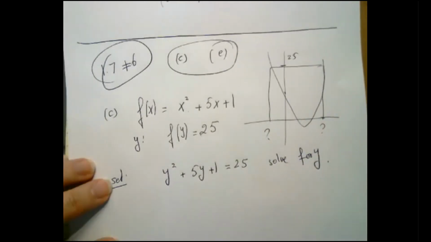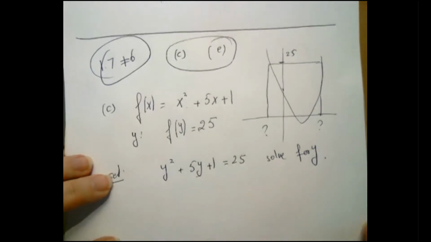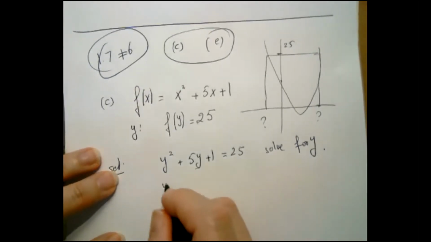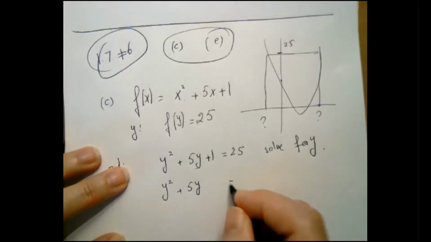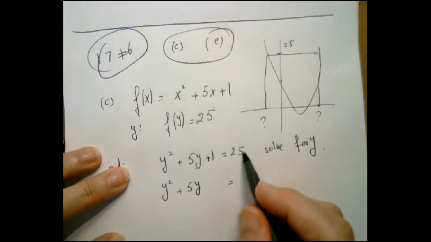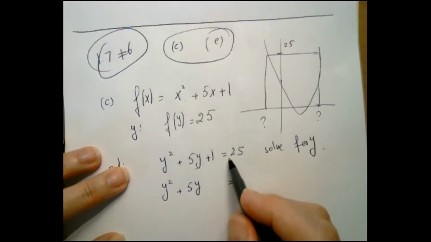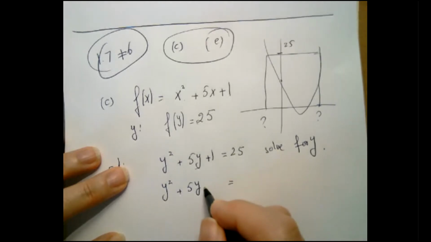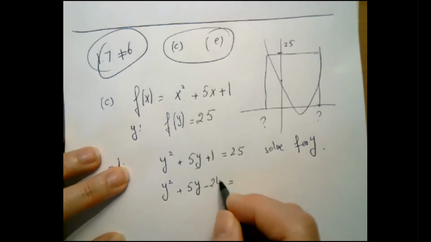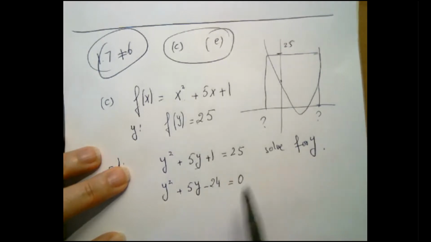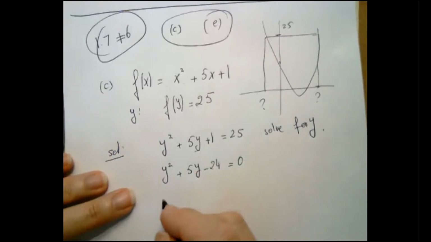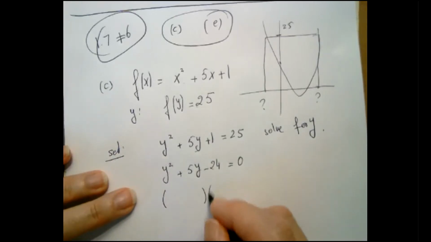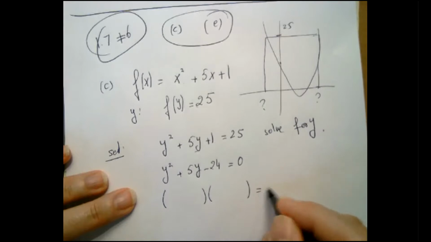Okay, now as we said last time, since we have a y squared in here, the best way to solve is to make the whole thing equal to 0 because we can factor. So I take away 25 from both sides. This would give me minus 24 here, equal to 0. So I subtract 25. Now at this stage, I factor. That's why having it equal to 0 will allow me to factor.